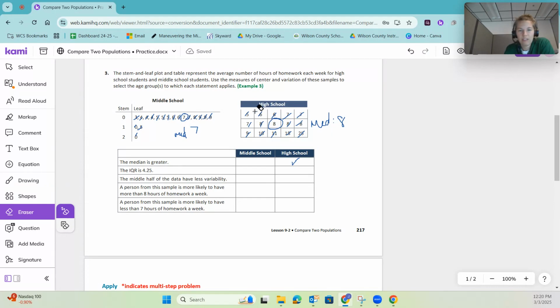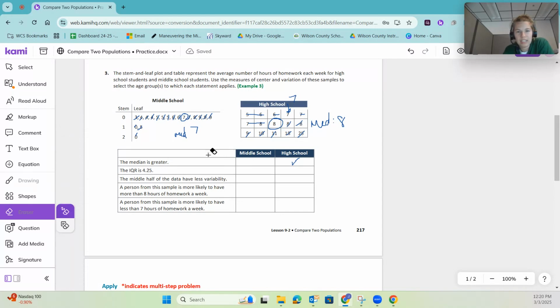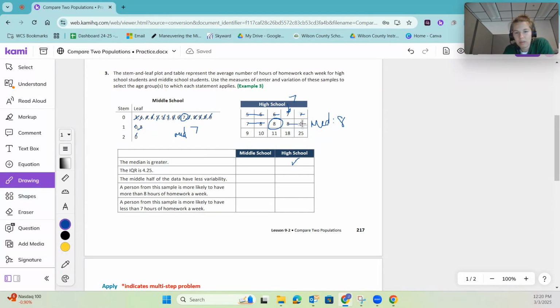that if 8 is my median for here, I would need to find the median of the rest. So I have 2, 2, 1, 1. So the median of my lower quartile is 7, and the median of my upper quartile is going to be, so we've got 2, 2, and that's going to be 10. So 10 minus 7 is 3. So that's going to be for high school.